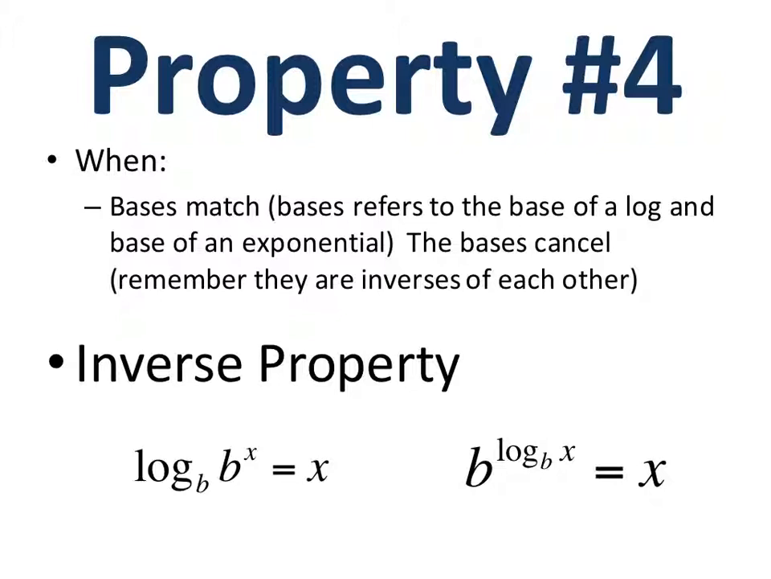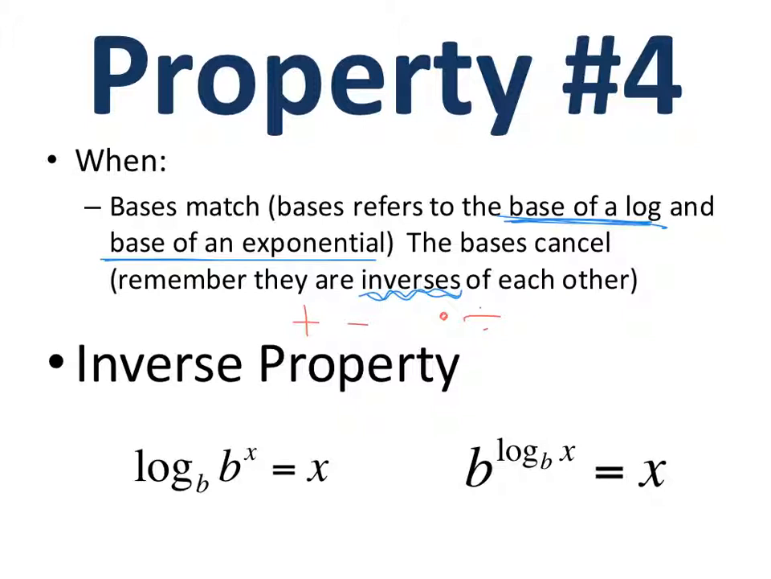All right, property number 4. This is saying when your bases match, and when I say bases, I'm referring to the base of a log and the base of an exponential. This type of problem is when I have logs and exponentials written together. Remember that logs and exponentials are inverses, which means they act just like adding and subtracting, or like multiplying and dividing. Multiplying cancels out dividing. Adding cancels out subtracting. So this tells me that logs cancel out exponentials.